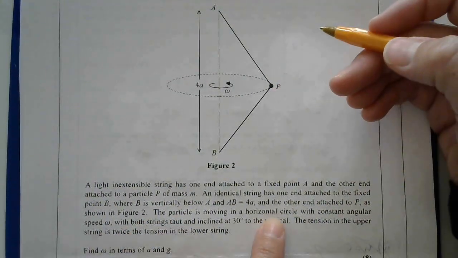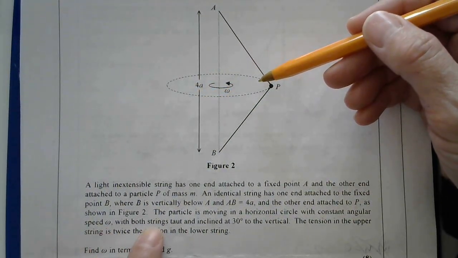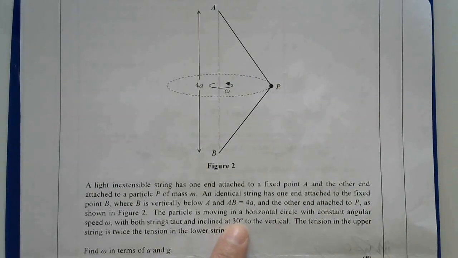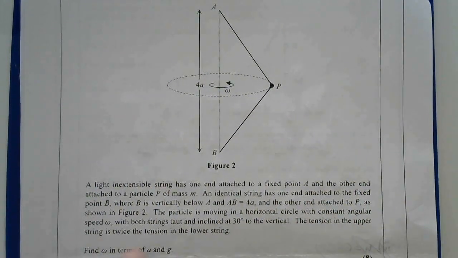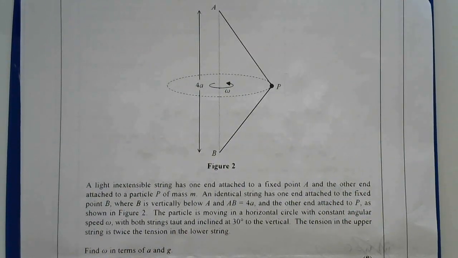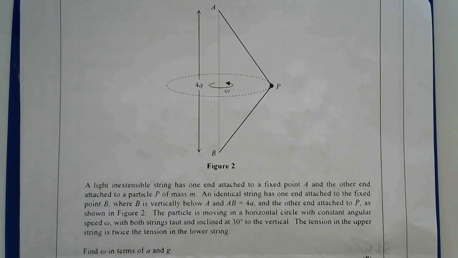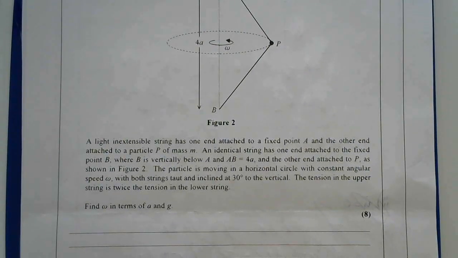The particle is moving in a horizontal circle with constant angular speed omega, with both strings taut and inclined at 30 degrees to the vertical. The tension in the upper string is twice the tension in the lower string. Find omega in terms of a and g. This is worth 8 marks.